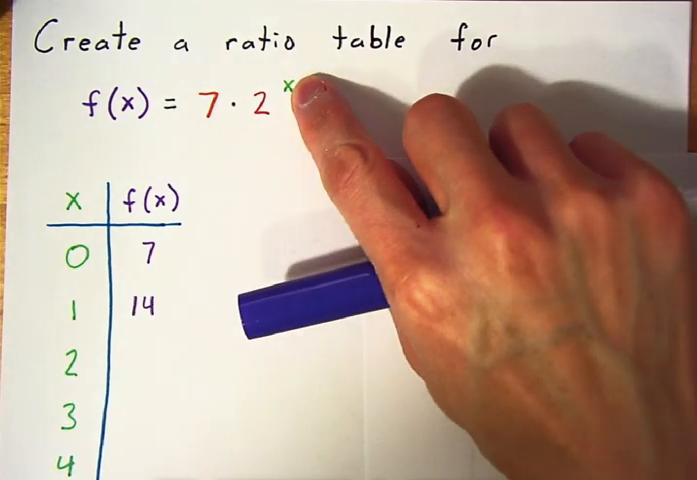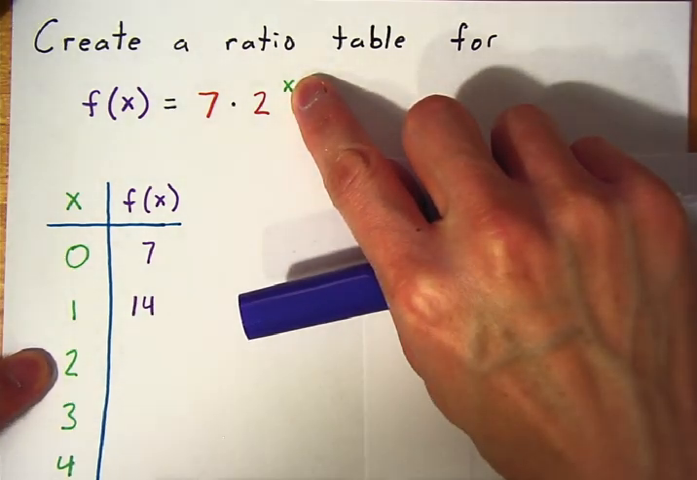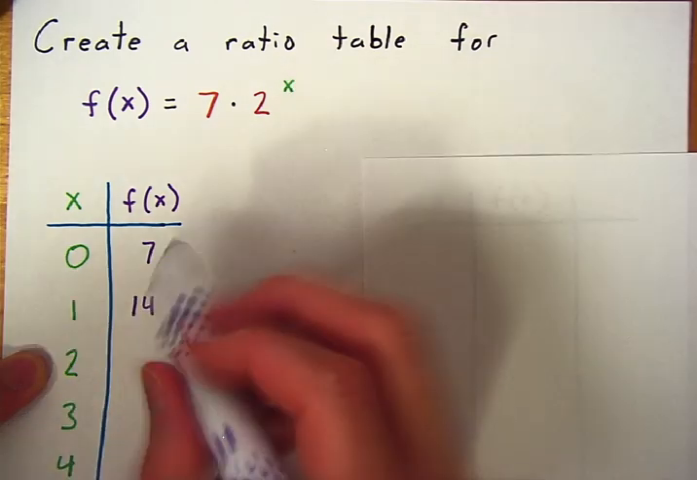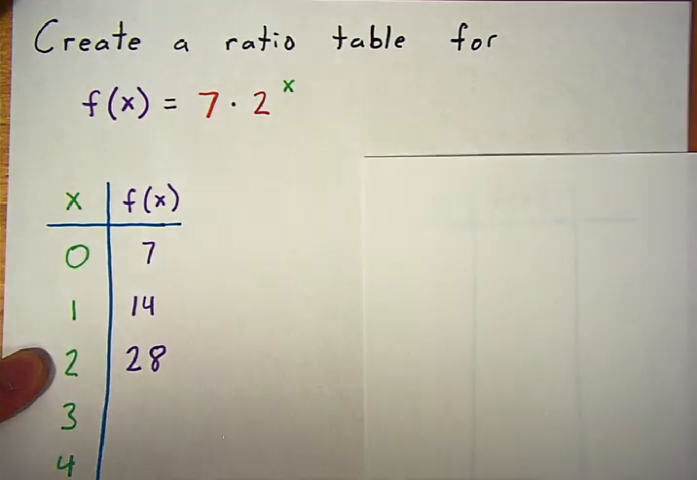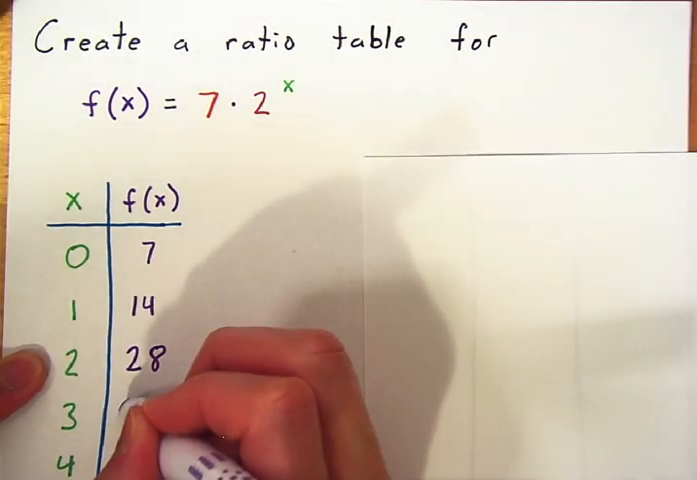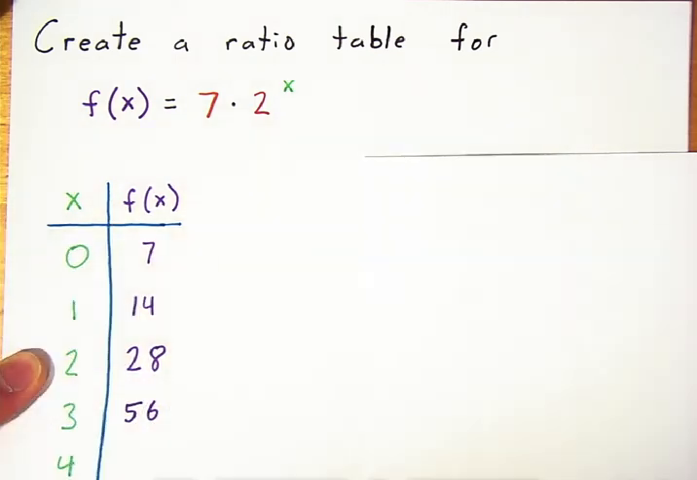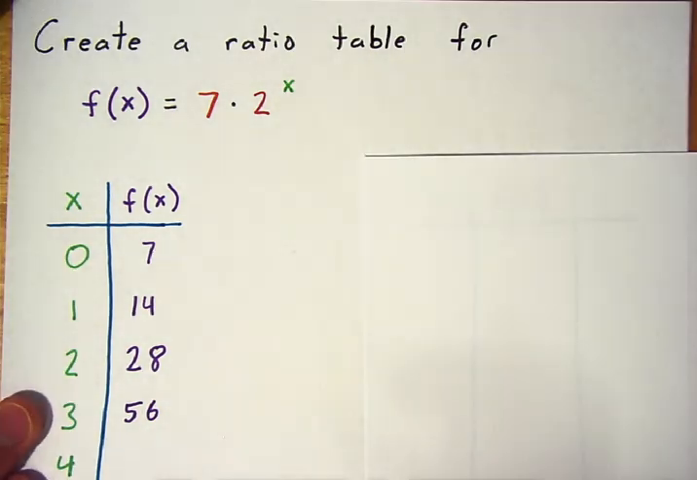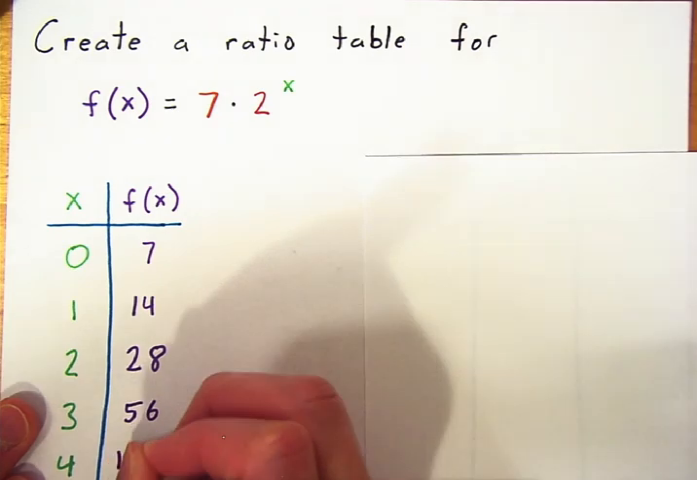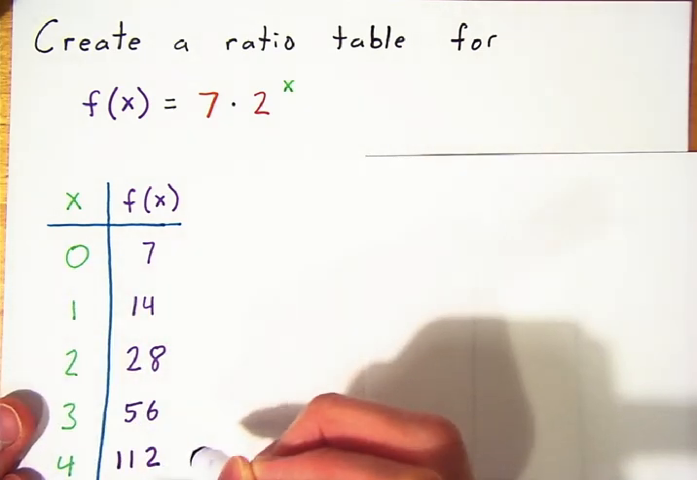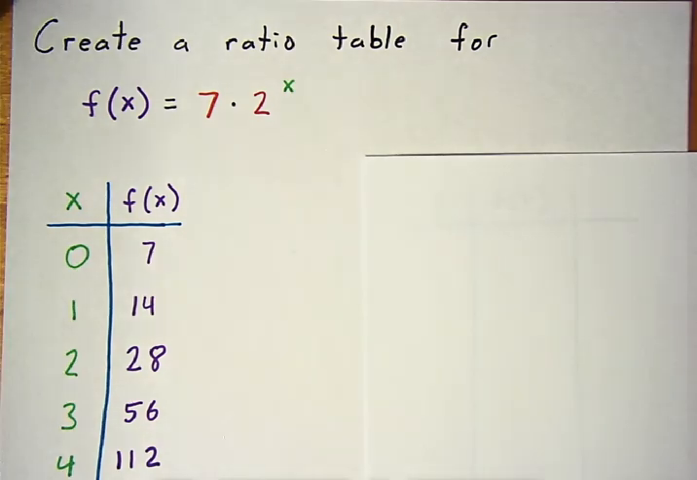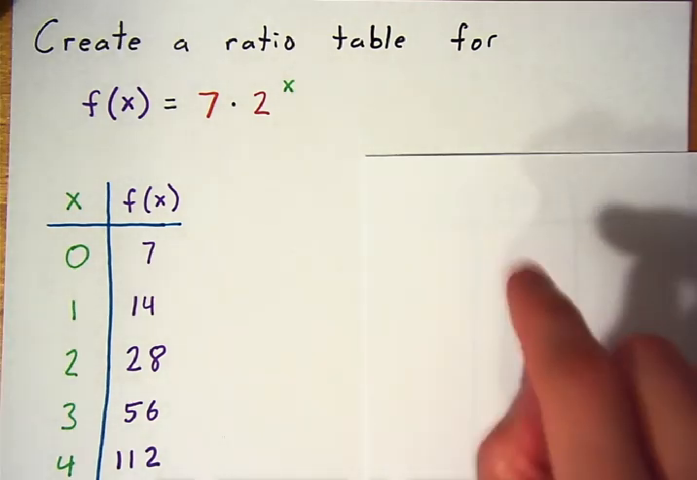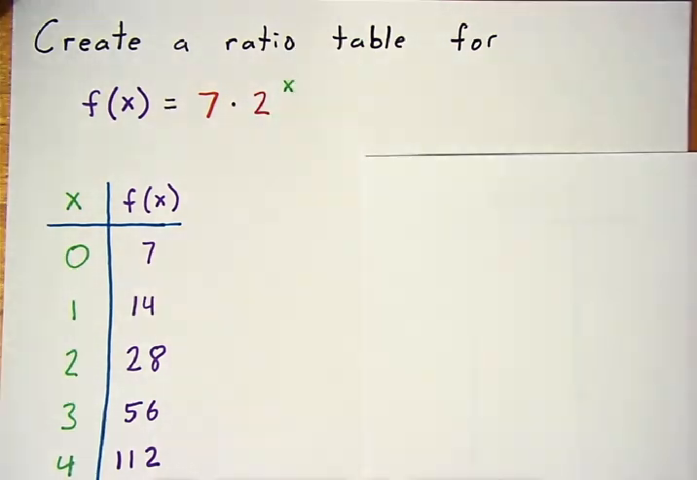If x equals 2, 2 to the second power is 4. 4 times 7, 28. Continue with a third power. And we'll go to the fourth power. Okay. So that right there is a table of values. To make this into a ratio table, we have to put in a ratio column now.